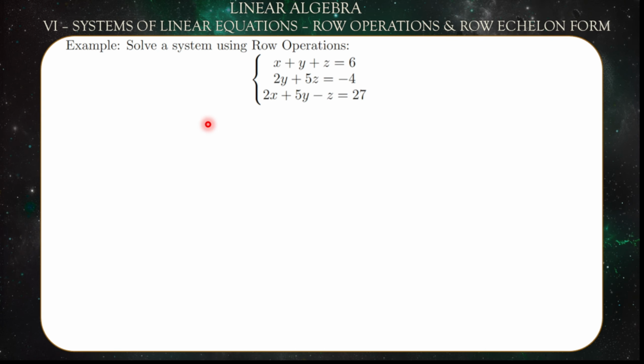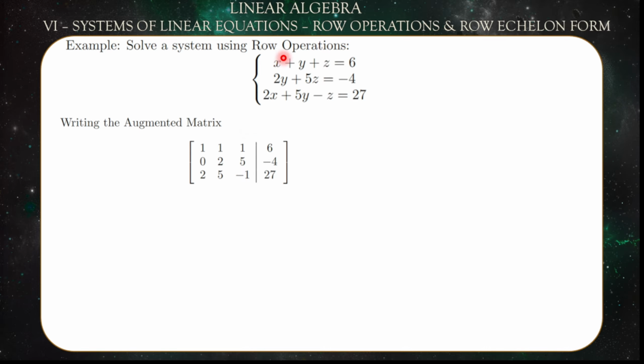Okay, example: solve a system using row operations, like the system below, formed of 3 linear equations: x plus y plus z equals 6, 2y plus 5z equals minus 4, 2x plus 5y minus z equals 27. You can pause the video and try to solve it first before we get into the solution. Alright. At first, we need to write the augmented matrix.